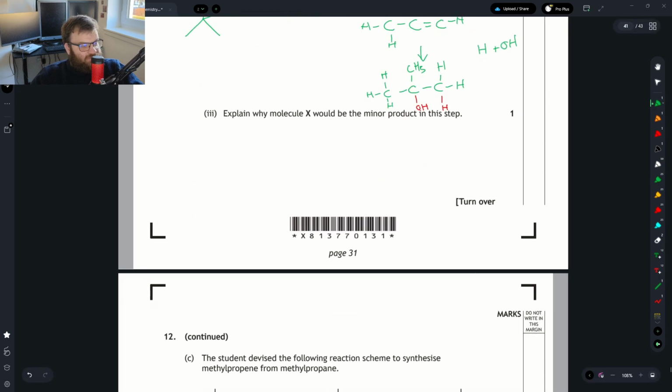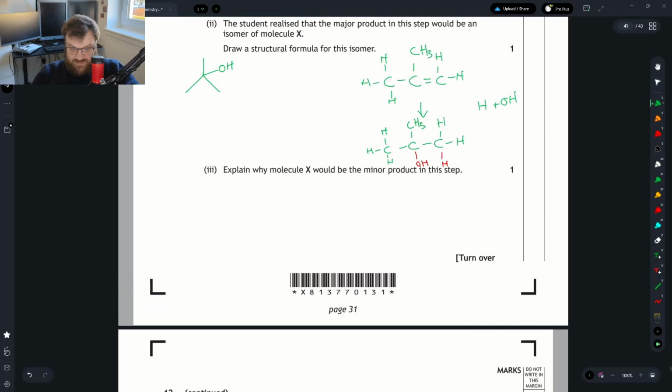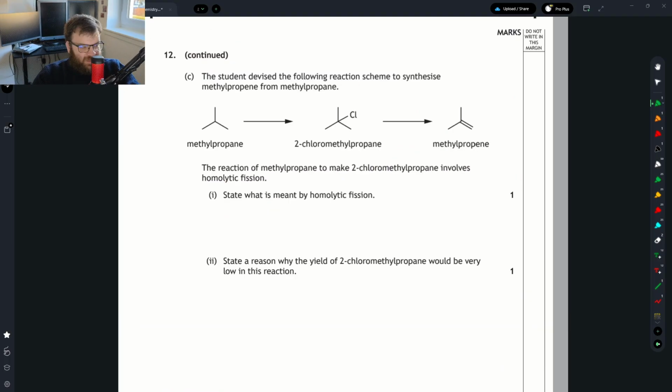Why would it be the minor product? The intermediate, it's always about the intermediate. The intermediate is less stable. So a less stable carbocation intermediate is made. And this one, we're going to be making a free radical and homolytic fission.